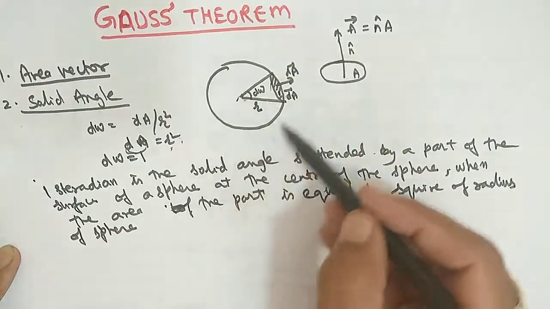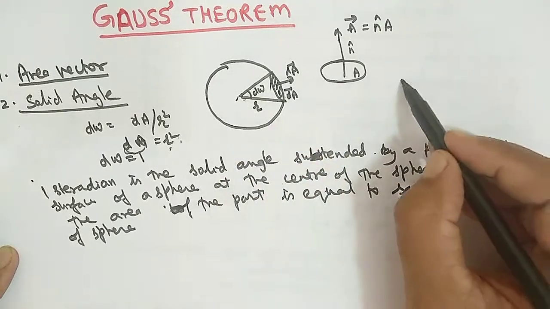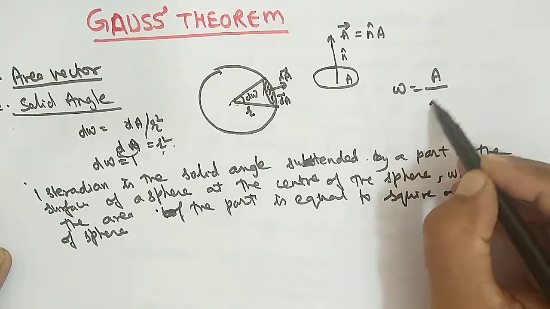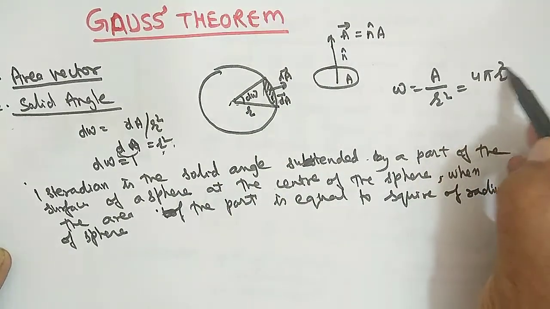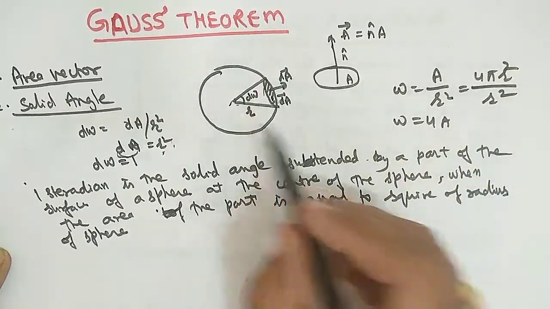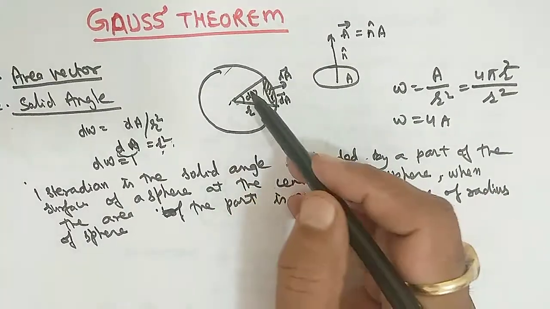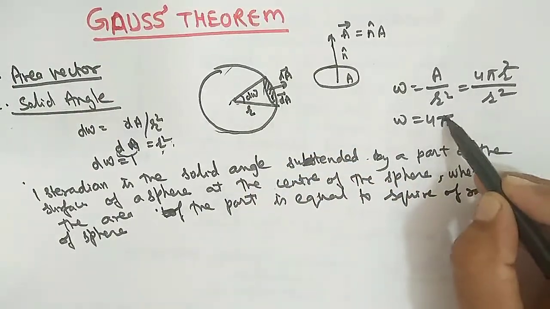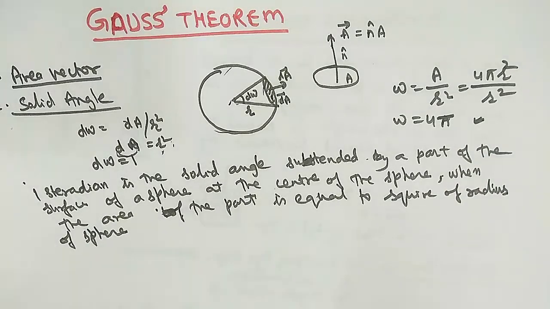If we consider the solid angle subtended by the whole surface, then the total subtended angle is the total area upon r square. And what is the total area of the sphere? It is 4 pi r square. So we can say the solid angle at the center by the whole surface of the sphere is equal to 4 pi. Dear students, we should know this value, it is also useful in the next topic of this chapter.